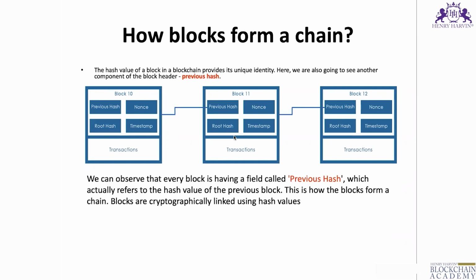One block is linked to another block, right? Each and every block is not independent. They are linked together. This is how it is linked. Block number 11 is linked with block number 10, because block number 10's hash value is stored in block number 11. And block number 12 is a new block, appended or linked to block number 11. In block number 12, we are storing the hash value of block number 11. So this is how the linking or chaining between the blocks happens. It is with the previous hash field. This is the most important thing in the blockchain.